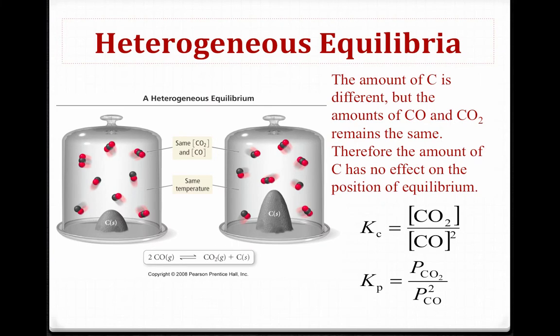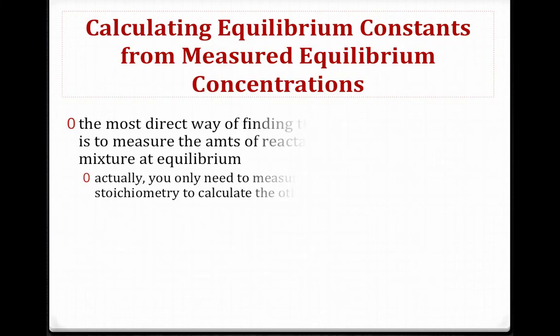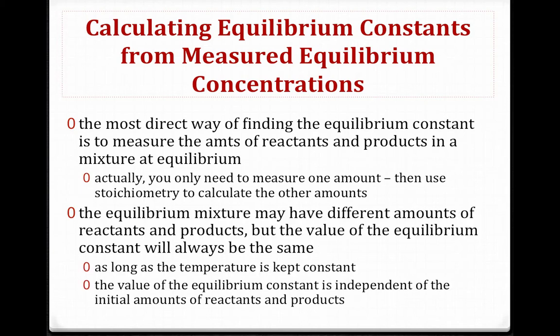Basically, the only things you're going to include are a G for a gas or an AQ for an aqueous solution. And this slide here just depicts that the amount of C has no effect on the equilibrium position, so the solid carbon is not going to be included.